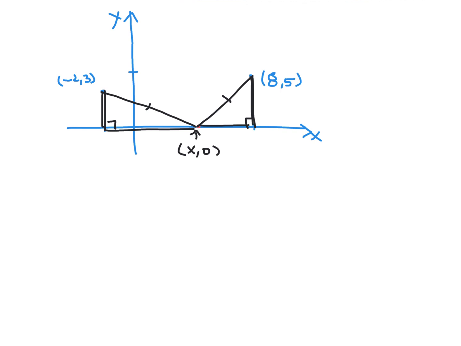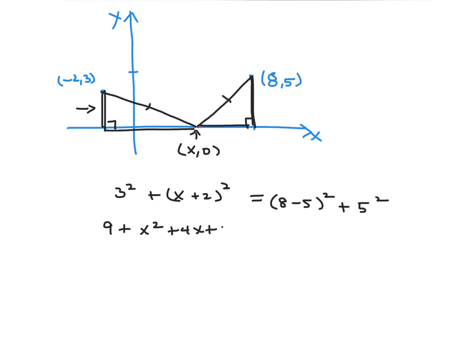So this side is 3, right? So 3 squared plus, it would be x plus 2 squared. And then on that side, it would be 8 minus x squared, and then 5. Right. Okay, let's expand this out. 9 plus x squared plus 4x plus 4.